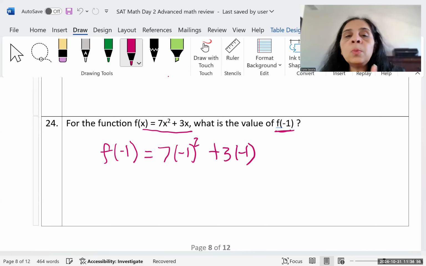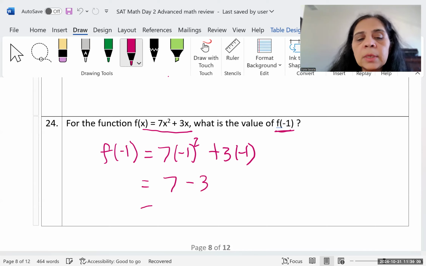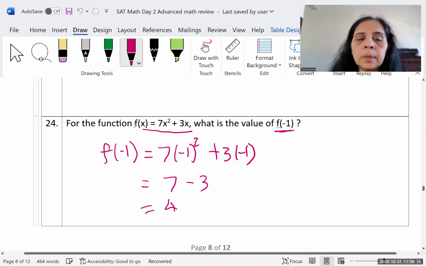Once you plug in any number into any function, you remember you have to follow order of operation. So negative 1 squared is 1, times 7 is 7. 3 times negative 1 is negative 3. The answer is 4. Also, you can do it in the calculator. So let me show you this piece.